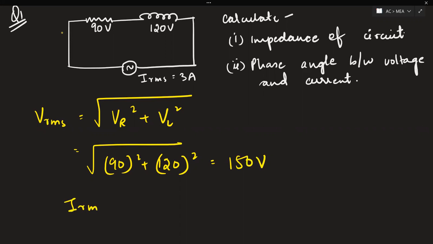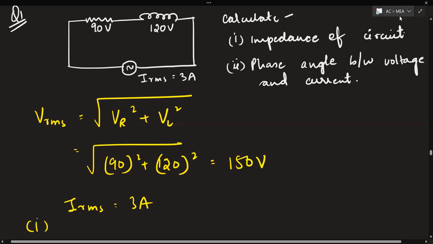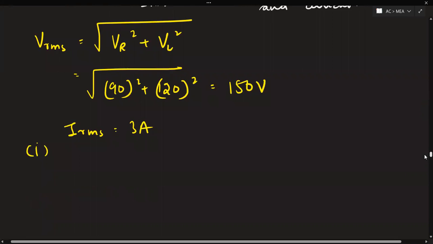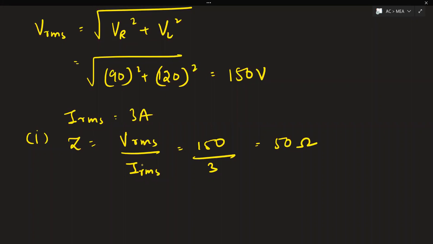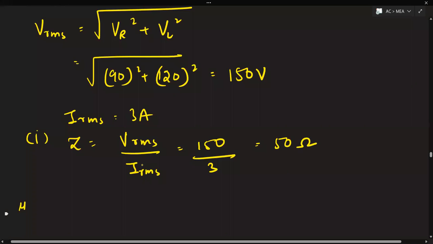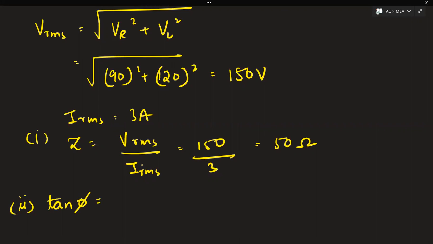Now IRMS is 3 amperes. So in the first part, you have to find out the value of impedance. Impedance Z will be equal to what? Z will be equal to VRMS divided by IRMS. This will be equal to 150 divided by 3. This is what? 50. This will be 50 ohms. Secondly, phase angle is asked. So phase angle tan phi, you can write it as what? Excel also you can use, but we do not have any information regarding the inductance value and resistance value.